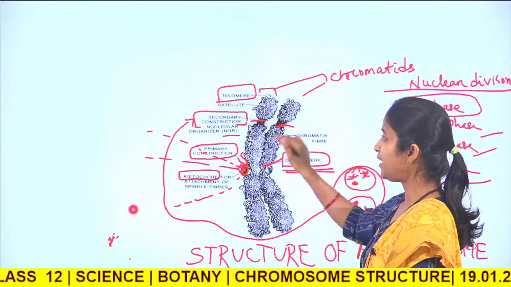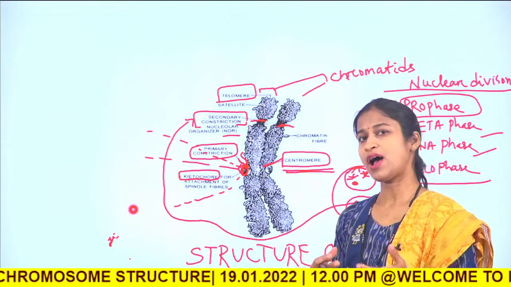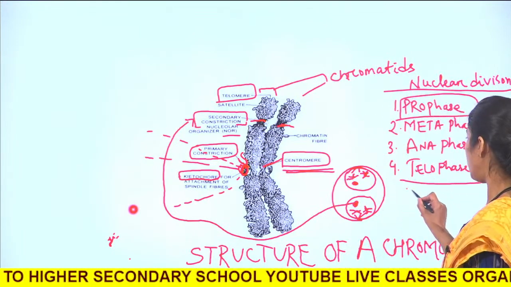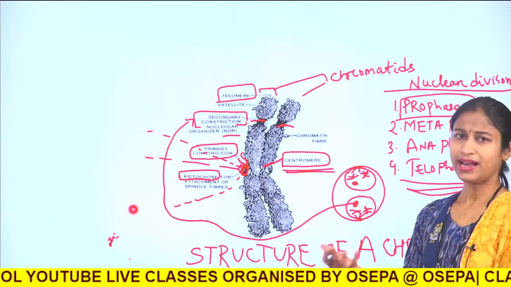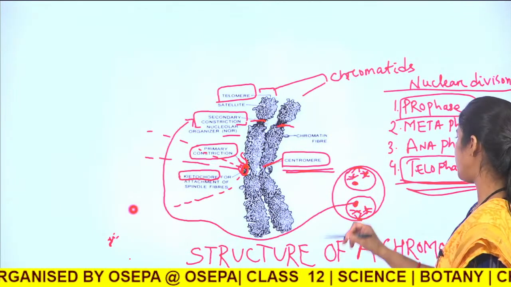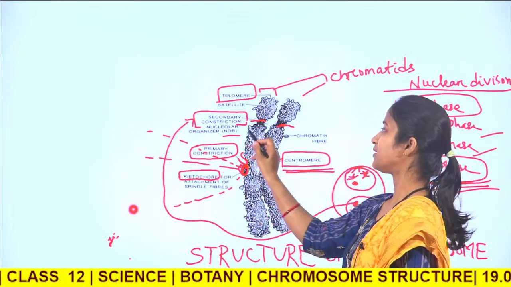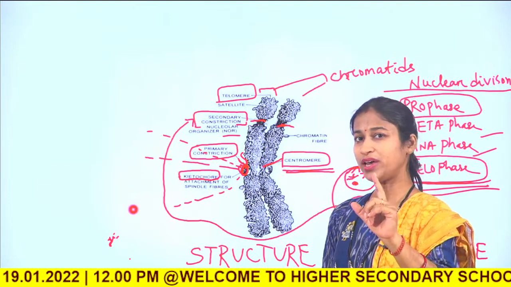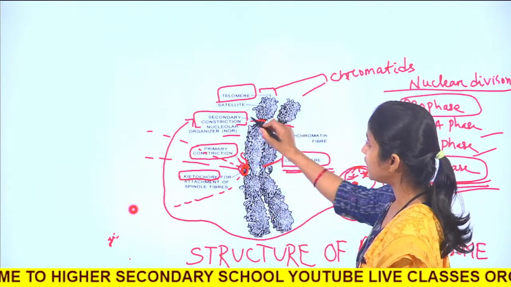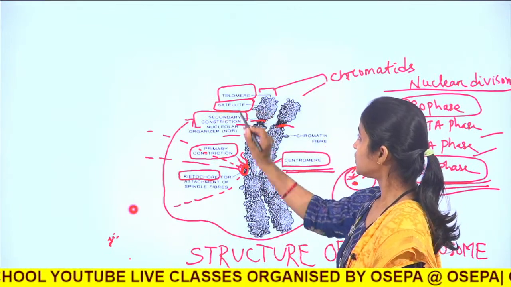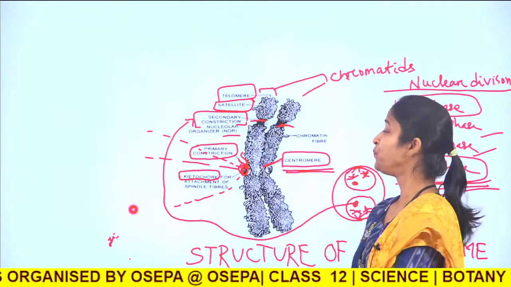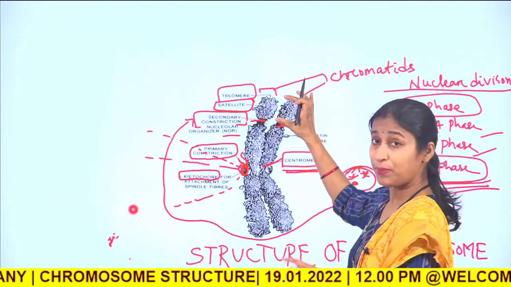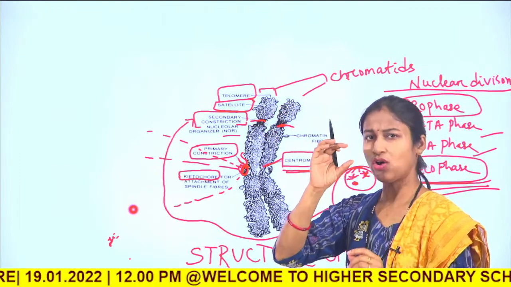And not all chromosomes have the secondary constriction. Very few chromosomes have it, and it is at this point that the nucleolus reorganizes itself at the telophase stage of mitotic, meiotic or any kind of division. Because of the presence of the secondary constriction, we get another kind of structure within the chromosome, called the satellite. The satellite is another structure of a chromosome, which appears as a protuberance or a short tail.